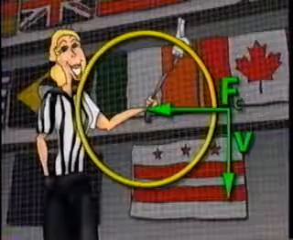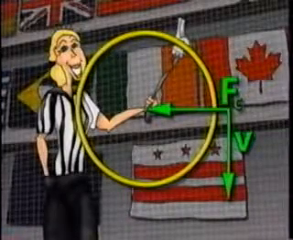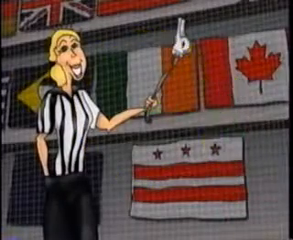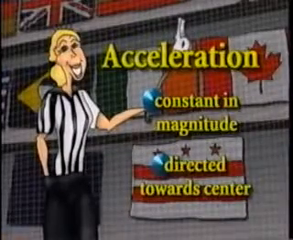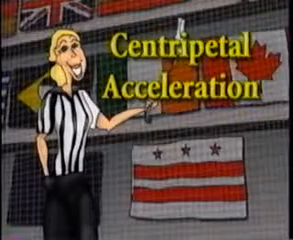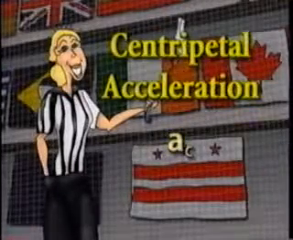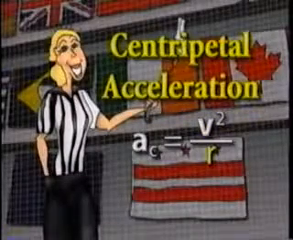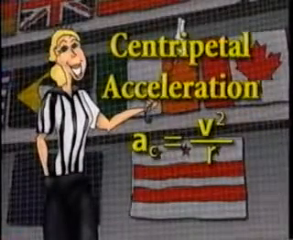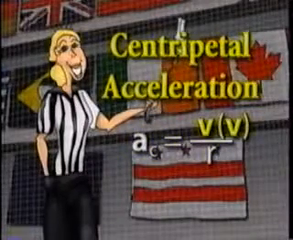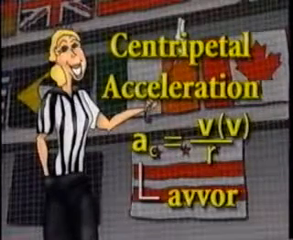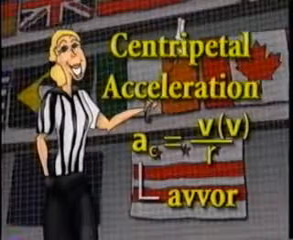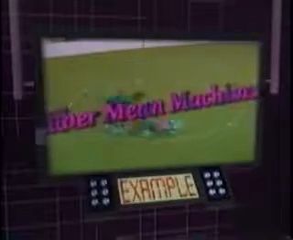vector of velocity, v. Because it's changing direction at a constant rate, an object moving in uniform circular motion experiences an acceleration which is constant in magnitude, and which is also directed toward the center of the circle. This type of acceleration is called the centripetal acceleration, a sub c. You can find the centripetal acceleration by dividing the velocity squared by the radius. A sub c equals v squared over r. And since v squared equals v times v, we can remember it by saying a v v over r, or aver, or aver.